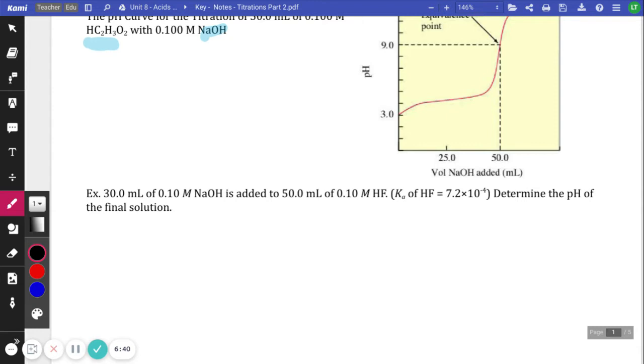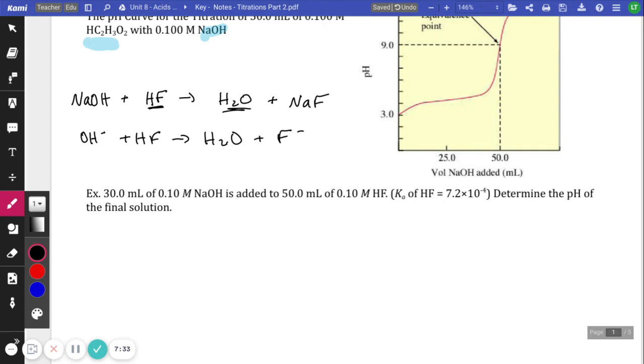Now, for these, it's a little bit different. Our net ionic equations are going to look a little different since our weak acid doesn't completely dissociate the way a strong acid would. So I'm going to have NaOH plus HF, and again, it's a double replacement, so outsides with outsides, insides with insides. I'm going to end up with H2O plus NaF. That is a neutralization reaction. Everything is going to break up except for the HF and the H2O. So the only thing that cancels out is the sodium, and I'll be left with OH minus plus HF yields H2O plus F minus as my net ionic equation here.